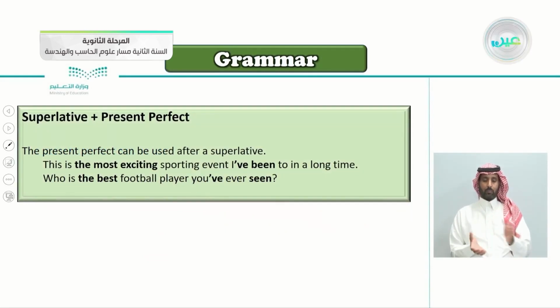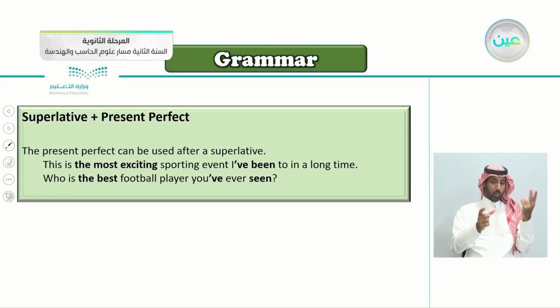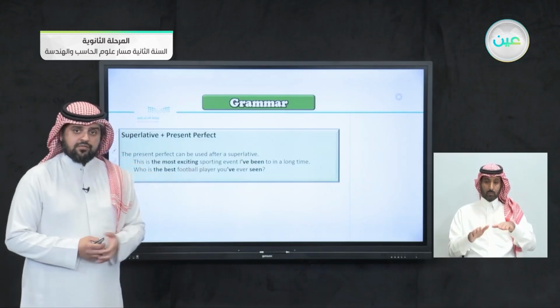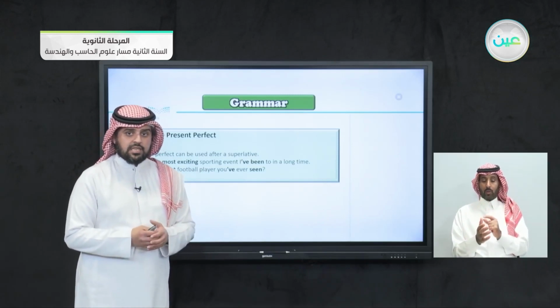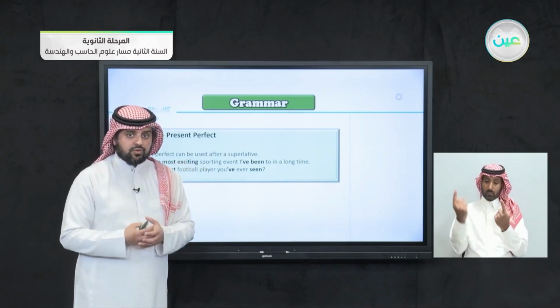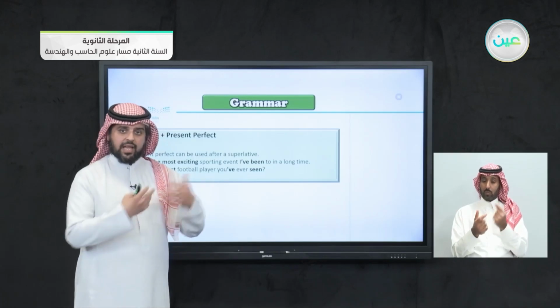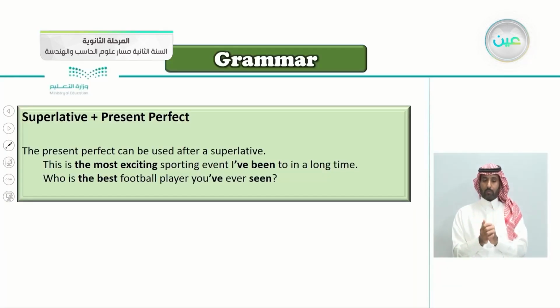Jumping here to the superlative and present perfect. If you remember the superlative from previous lessons, the comparative and the superlative is the unique one from the group, the best or the worst, and so on. So today we're learning the superlative plus the present perfect. The present perfect can be used after a superlative.